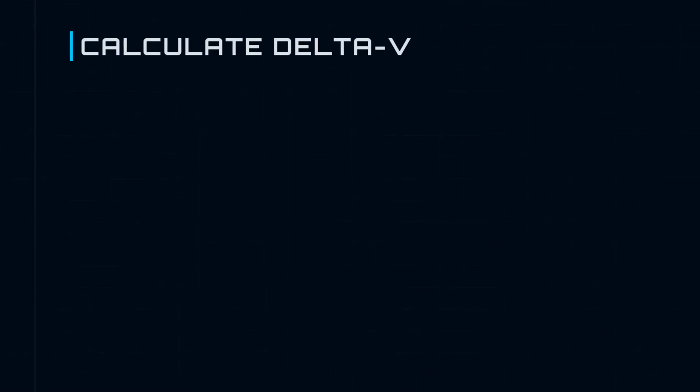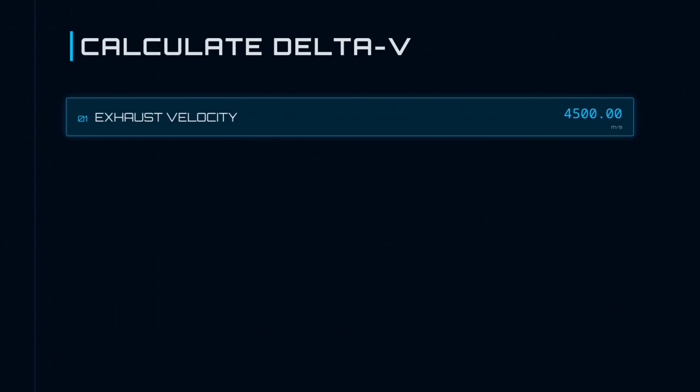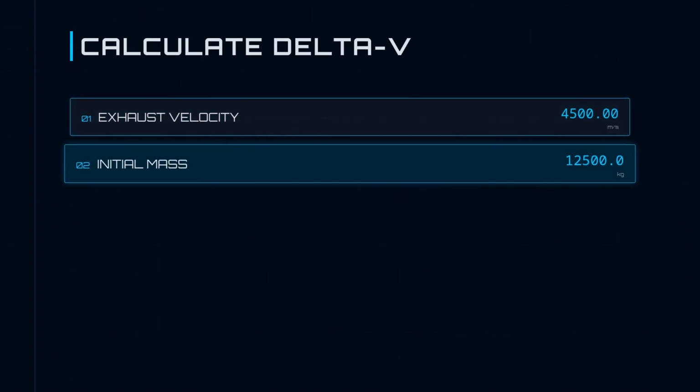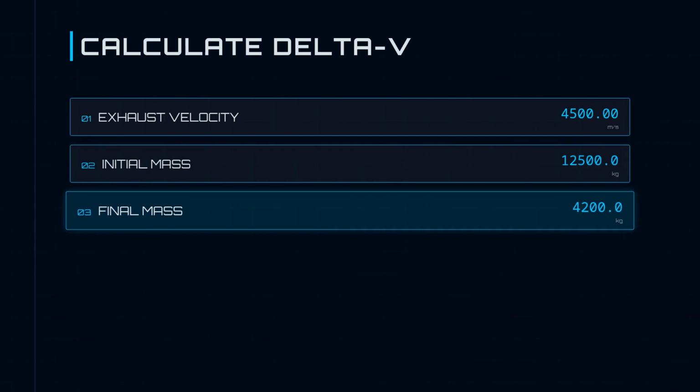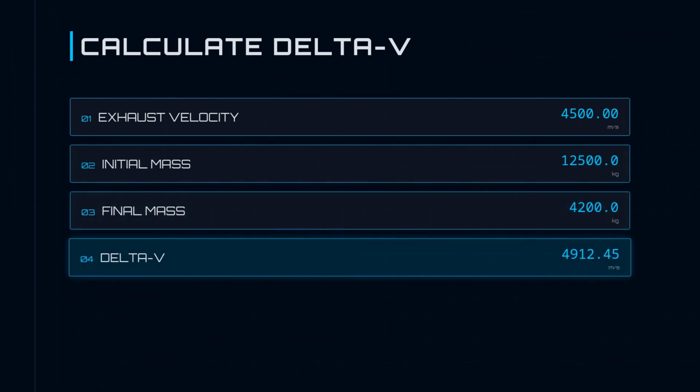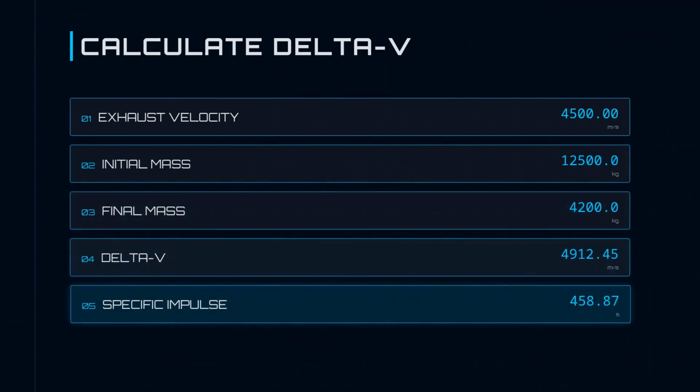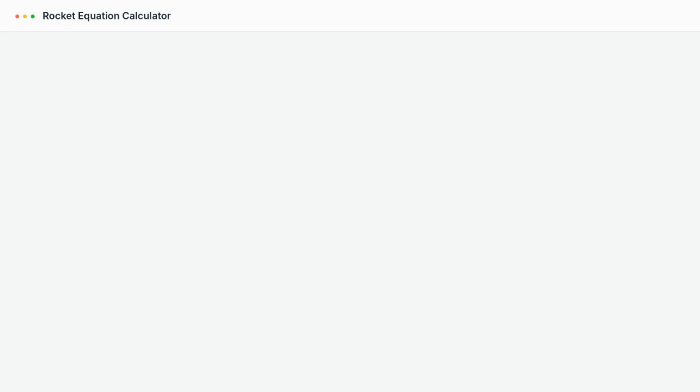The input fields are exhaust velocity in meters per second, initial mass in kilograms, final mass in kilograms, delta V in meters per second, specific impulse in seconds, and mass ratio as a dimensionless value. Let's work through an example.